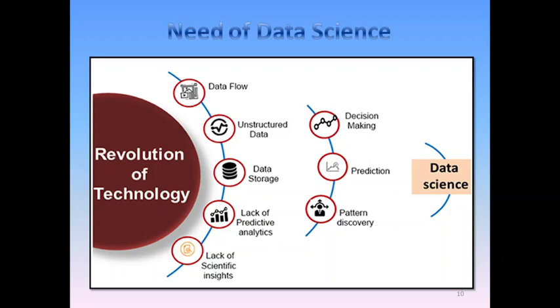What is the need of data science? As we know, there is a revolution of technology. Due to this revolution, there is a huge rate of data flow, and that data is unstructured. There is a problem of storing data, we are not able to do predictive analysis, and there is a lack of scientific analysis. So what does data science do? Data science helps with decision making, predictions, and pattern discovery.